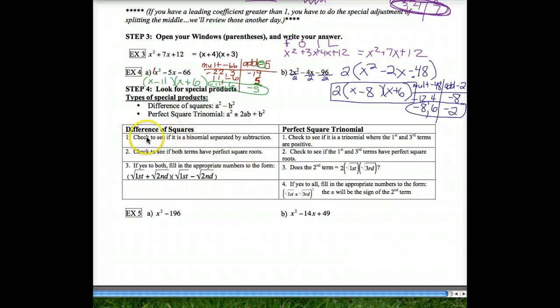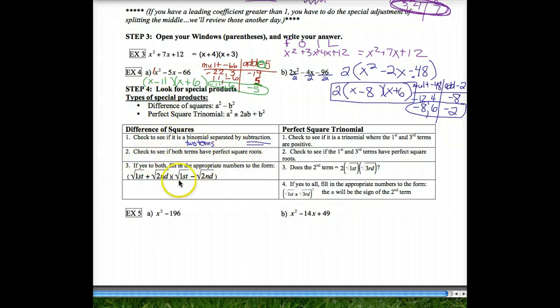So first you look for difference of squares. You have to check to see if it's a binomial, meaning 2 terms. Does it have 2 terms? Because if it doesn't, it can't be a difference of squares. They also have to be separated by subtraction. There is no such thing as a sum of squares.